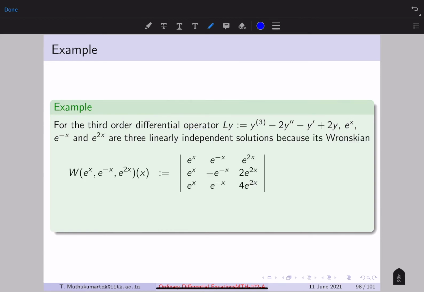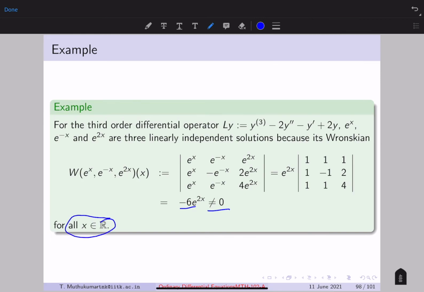So what do we do to check whether they're linearly independent or not? Let's look at the Wronskian, which is the determinant of this matrix. If you compute the determinant, you get this. We have basically taken e power 2x common, after some column operations. So the Wronskian is this, which is non-zero for all x. Since the Wronskian is non-zero, the three solutions e power x, e power minus x, and e power 2x are linearly independent.